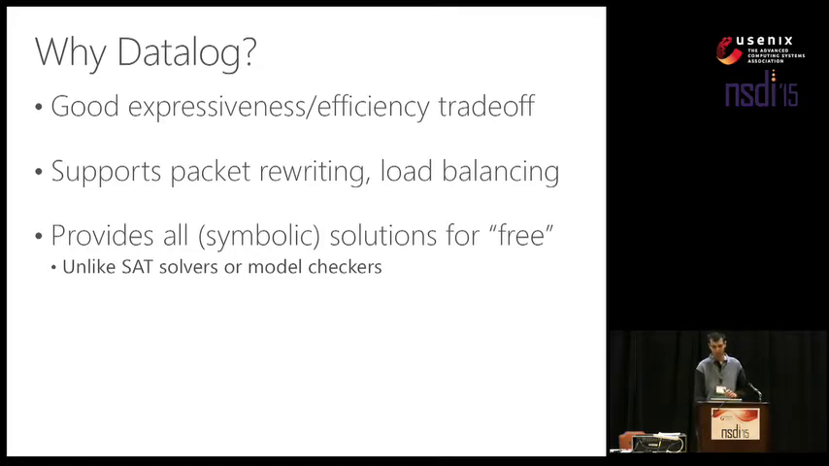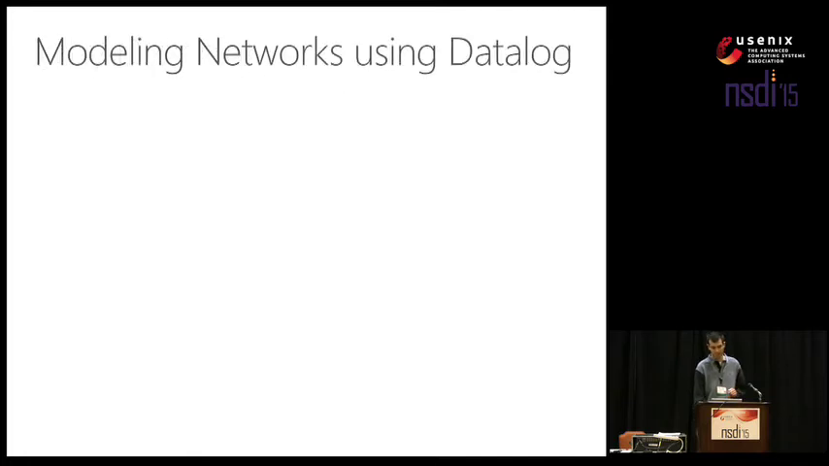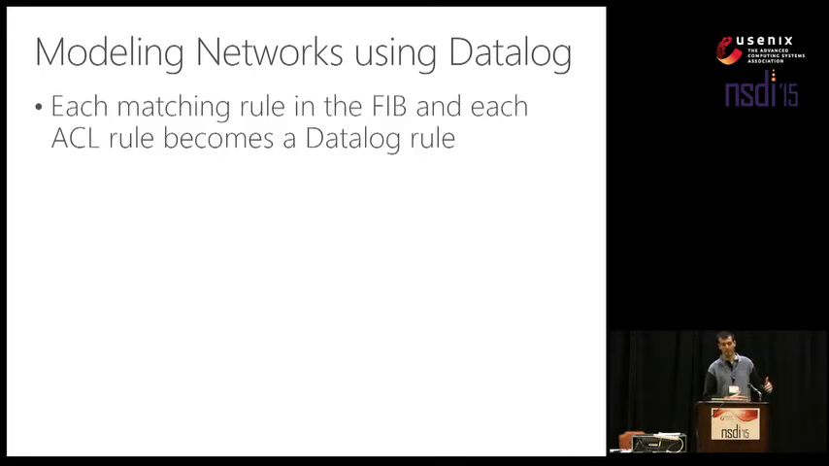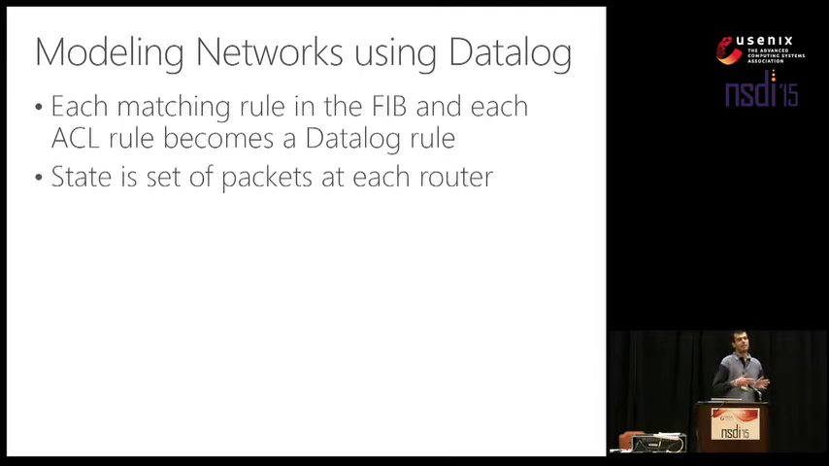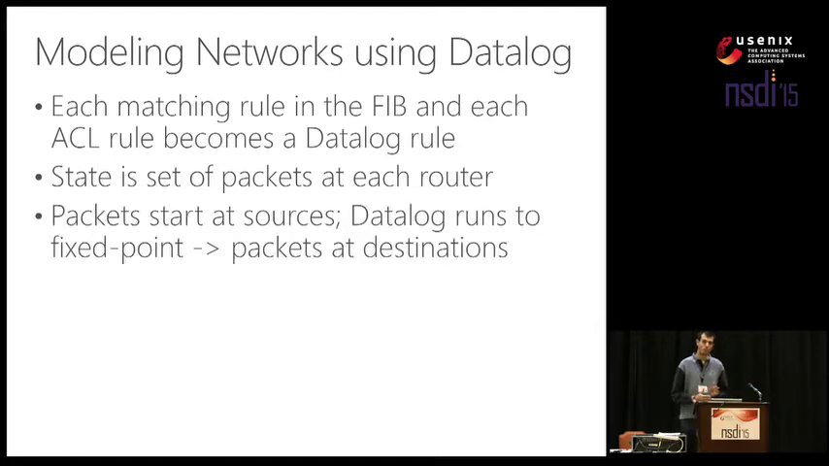Okay, so how do you model networks using Datalog? It's quite straightforward. The idea is that each matching rule, say the FIBs or ACLs, becomes one Datalog rule, and the state that we propagate is the set of packets at each router at a time. Then we compute the fixed point over these programs, and the final result is a set of packets at some location.